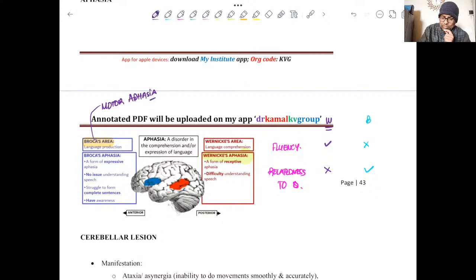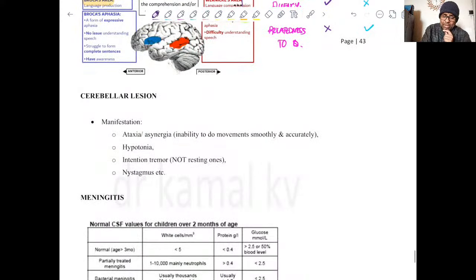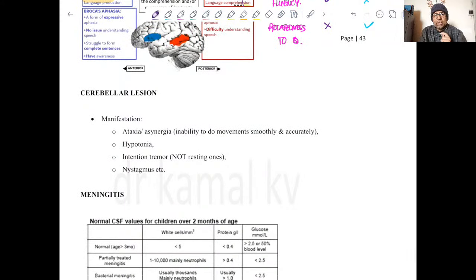And if there is injury to Wernicke's area, that is sensory aphasia. Clear? So just remember this much. It has been asked many number of times. Then cerebellum, it's related to coordination between muscles. So many times we will see ataxia, that is loss of coordination between different group of muscles. So there is no production of a smooth and accurate muscle movement.